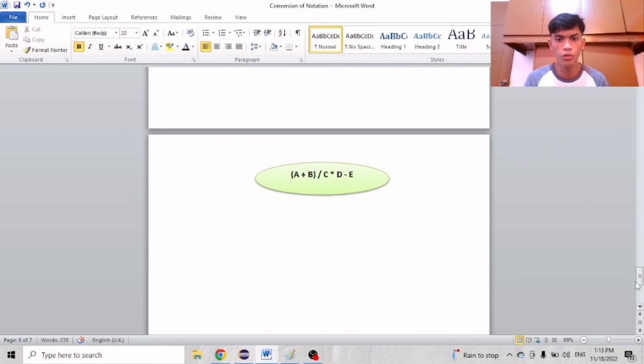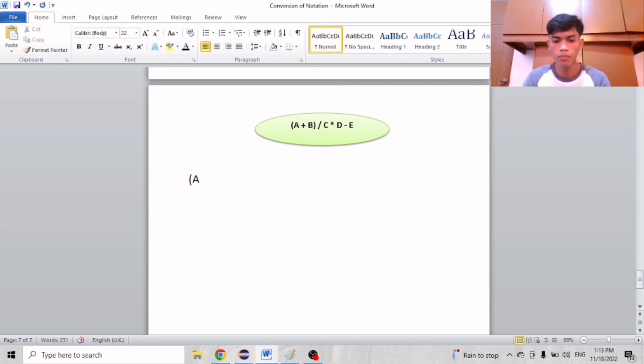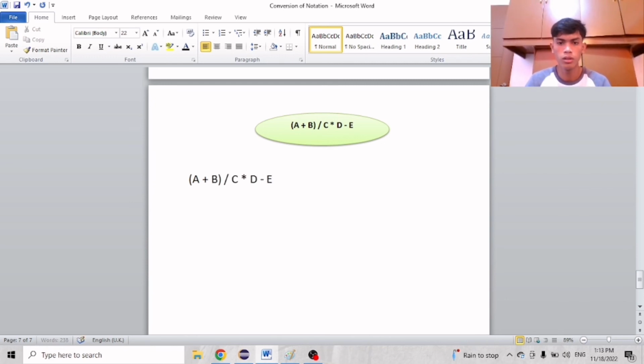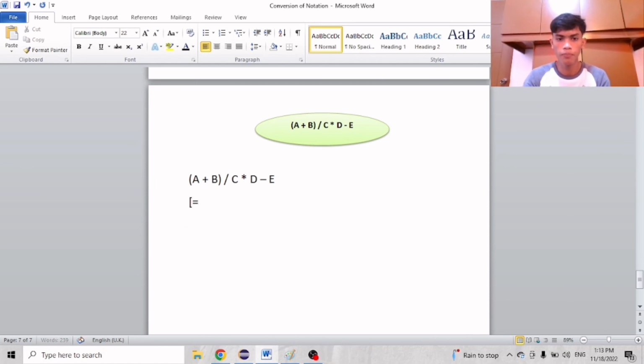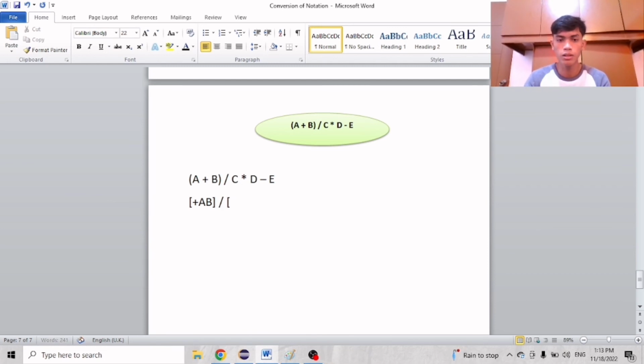Another concrete example for this notation expression. The style is again reversed. So we're going to put E plus B divided by C divided by D E. Again, the plus sign we place before the operands. So this will be EB. Then the CD, we again place the multiplication before it. So CD.